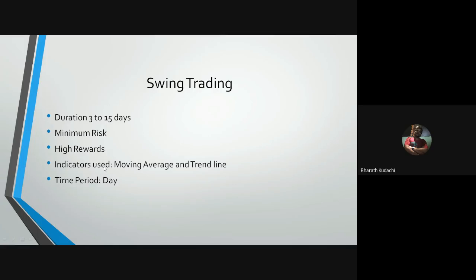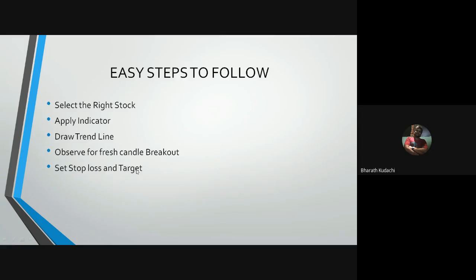Indicators used. I told you there are multiple indicators, but today we are going to use two main, very simple indicators: moving average and trend line. We are going to apply these indicators on a day chart, meaning a candlestick diagram with a duration of 1 day. How exactly? We have a total of 5 steps to follow. You can even take a screenshot of this. This is the strategy that we are going to follow.